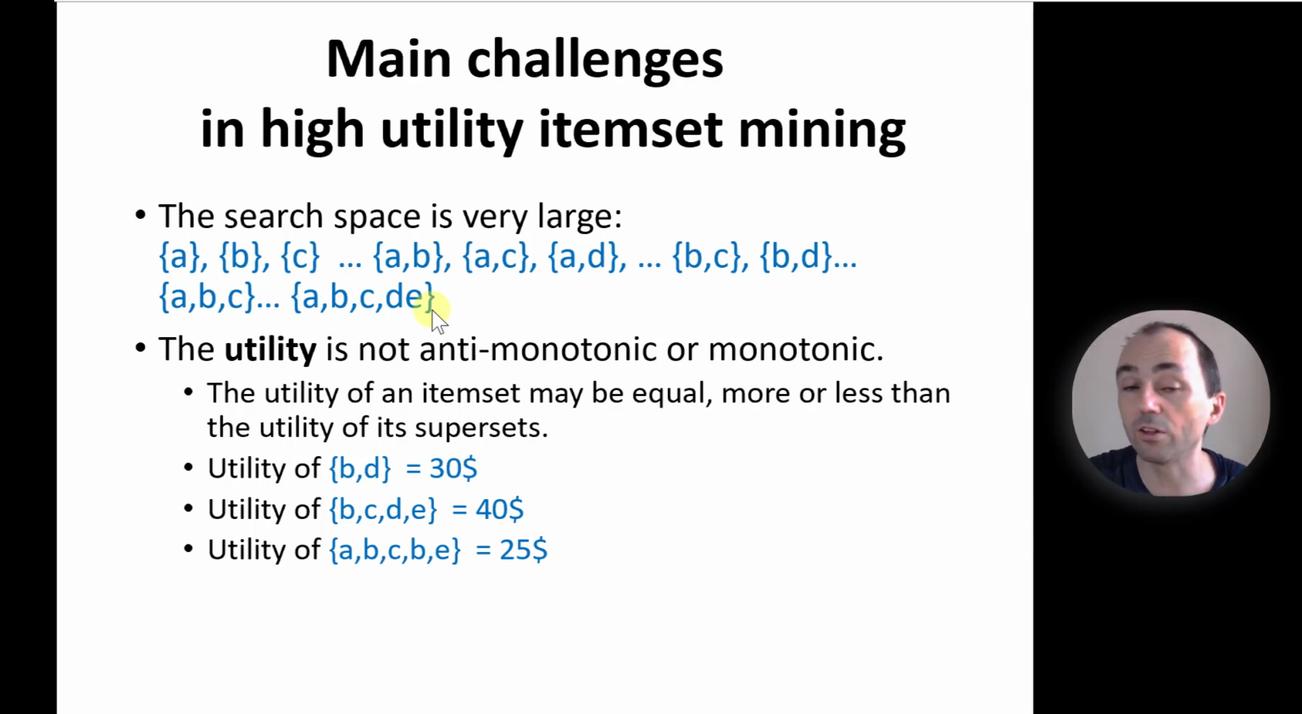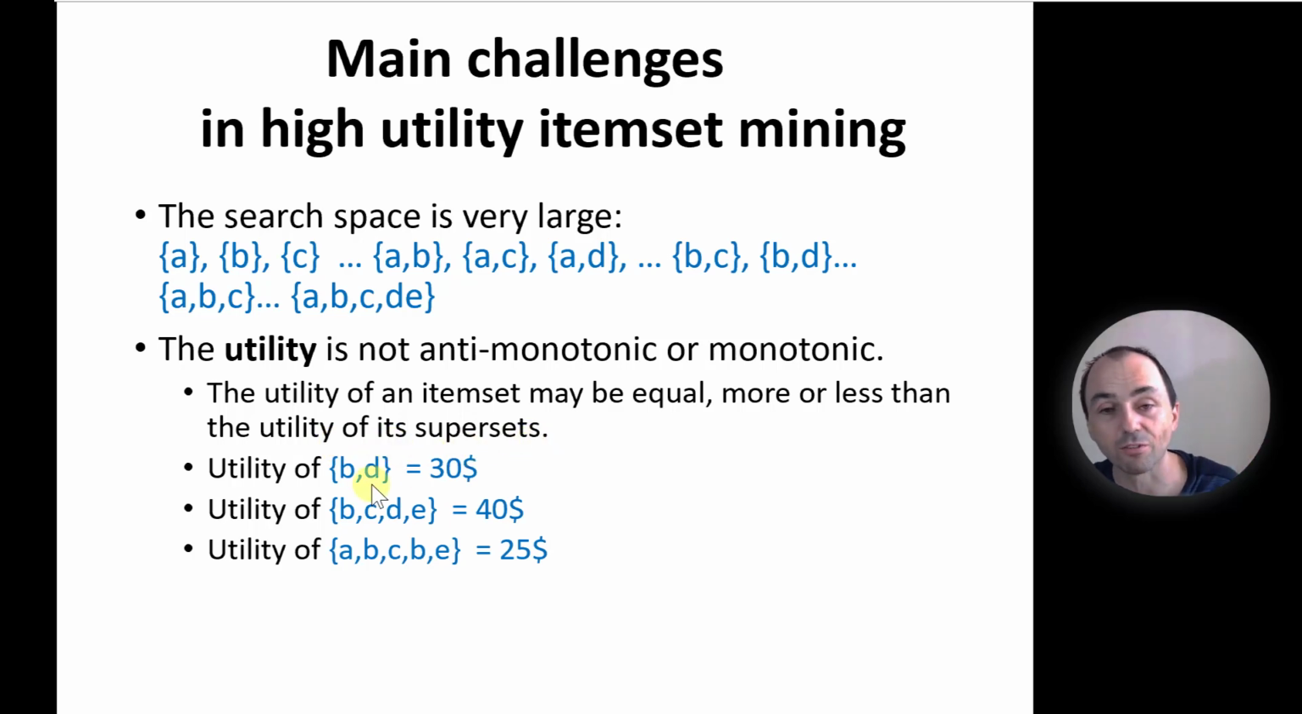So there are so many combinations you can check. If we want to make an efficient algorithm, we don't want to look at all the possibilities. And another problem is the utility is not anti-monotonic or monotonic. So let me explain to you what it means, okay? That means that if you have an item set, the utility of this item set may be equal, more or less than the utility of its supersets.